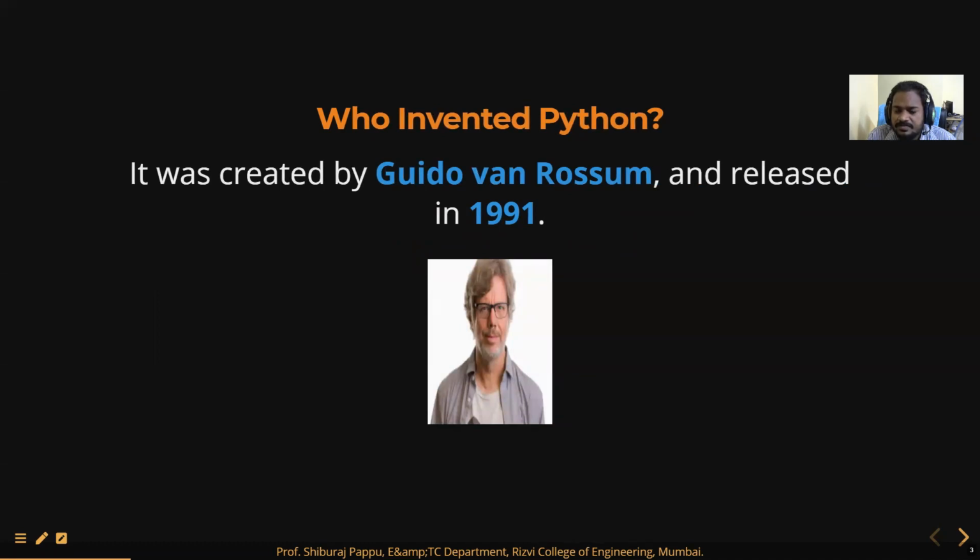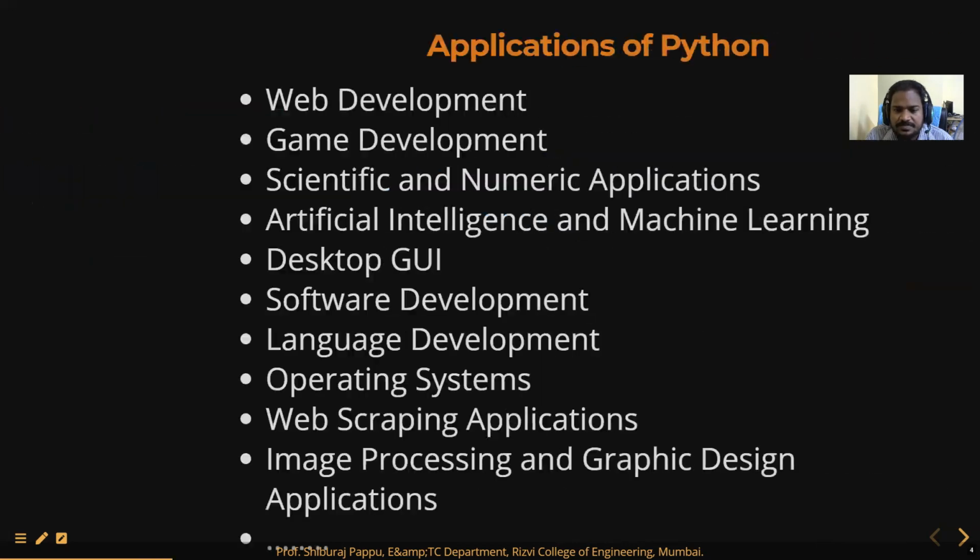So what is meant by interpreted? I will speak about it in the next slide. That slide I have kept separate. So who invented Python? It is Guido van Rossum in the year 1991. And you can look at the picture.